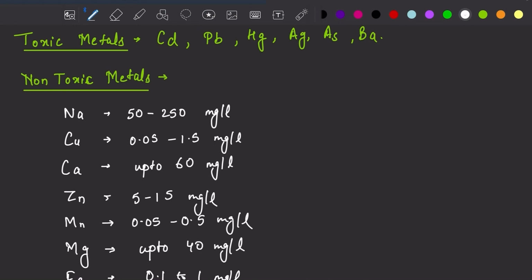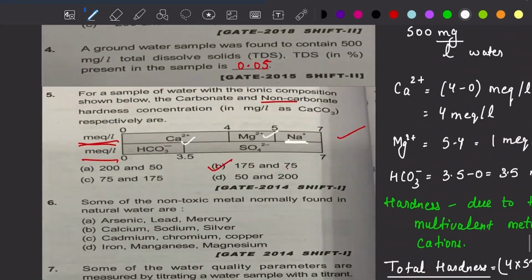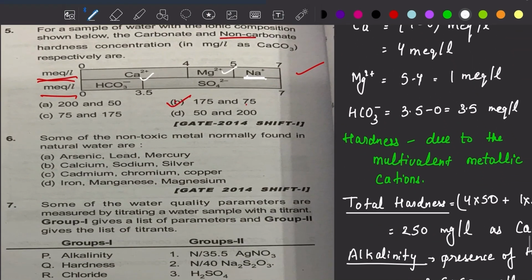So in the options we can see option arsenic, lead and mercury, totally unacceptable. Calcium, sodium, okay, but silver is not at all okay. Cadmium, no. Copper is good. Chromium, no. So option D, iron, manganese and magnesium, is good. Okay, so this is question number 6.